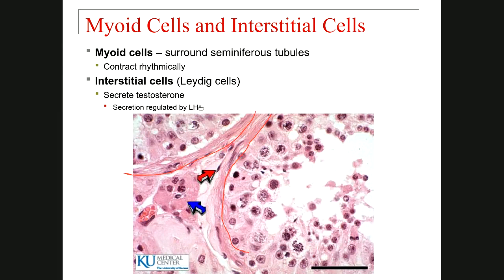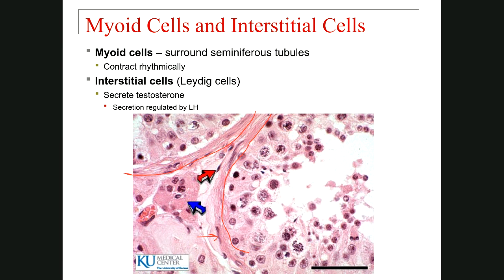The other cell, which you can see here, is shown by this red arrow. These cells are called myoid cells, and the myoid cells are this one, or you can see the other myoid cell here. These myoid cells are important for making contraction. Myo means muscle. When you have muscle, it means that it contains actin and myosin. Actin and myosin can slide over each other and they can make contraction.